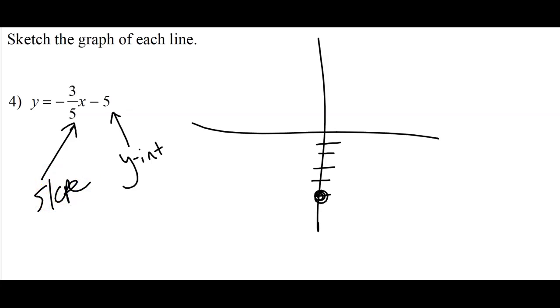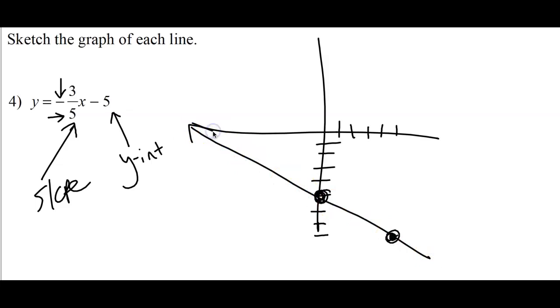And when your slope is negative, like this one, that means you're going to go down and right. Now, if you have a positive slope, you would go up and right. But since we have a negative slope here, we're going down and right. And we start at the y-intercept that we had. So I'm going to go down 3 and right 5. So down 3 and right 5 would put me right there if I started at that y-intercept. And then we go ahead and just connect our dots.